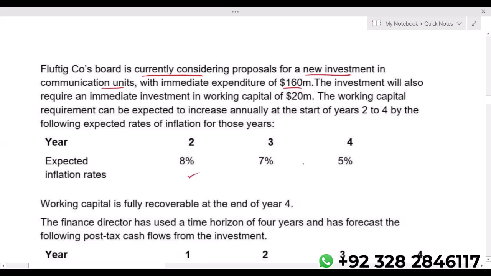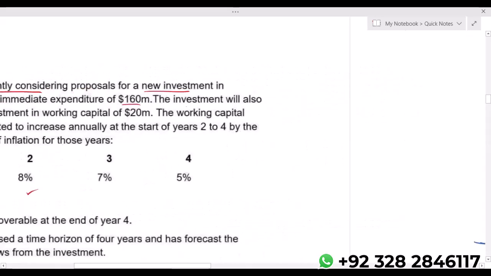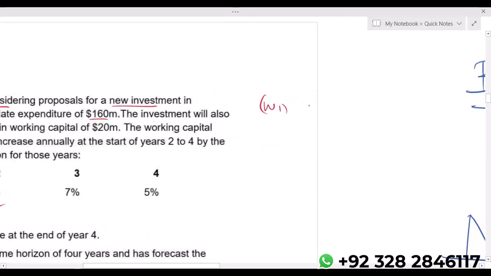It means the working capital requirement is not constant. It is changing every year. So just a minute, let me show working one here. Working one, let's deal with working capital. We know that whatever we invest in working capital, at the end of the project it will be recovered, because working capital can never be consumed.